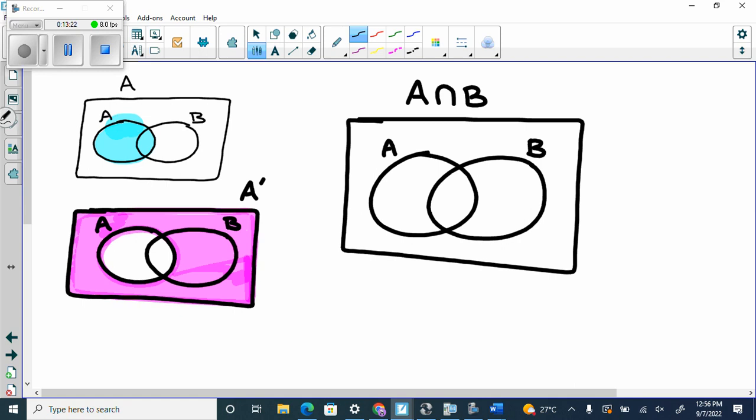And is what shape? If it's just A and B, it's the eyeball. It's the part that's in between, correct? So A and B, where is A and B overlap? Just here.